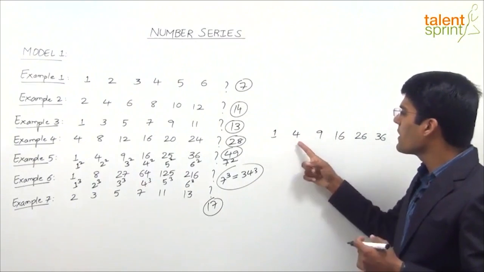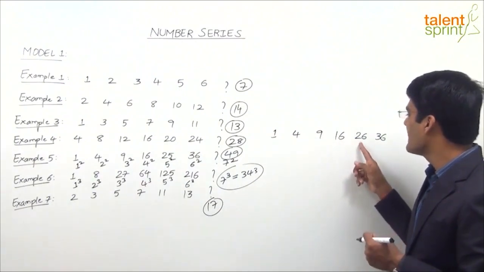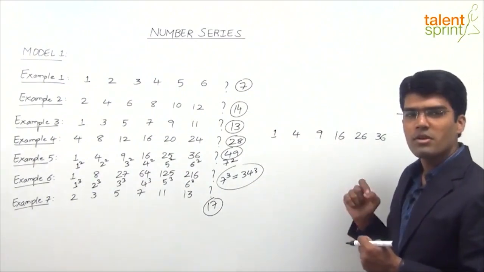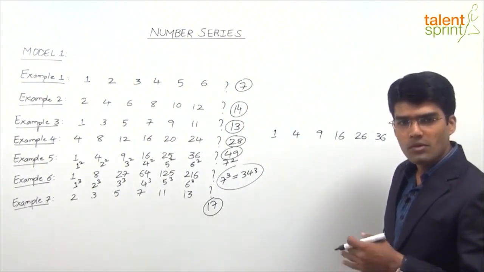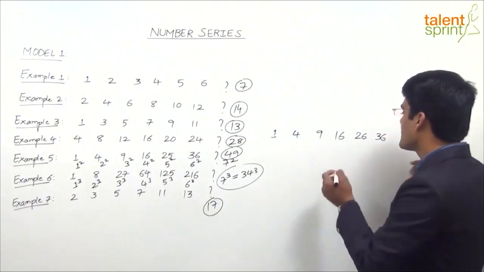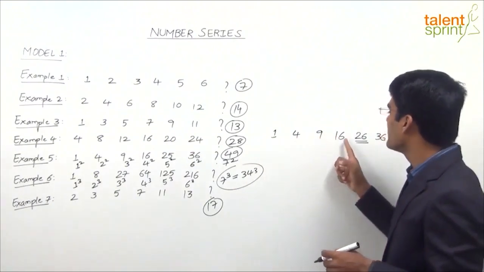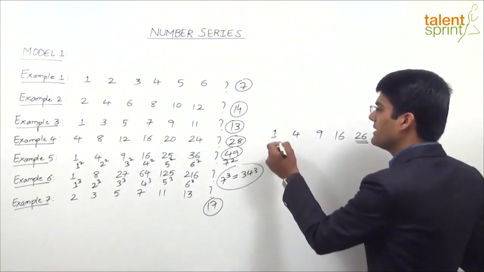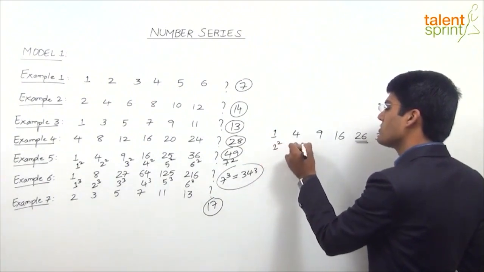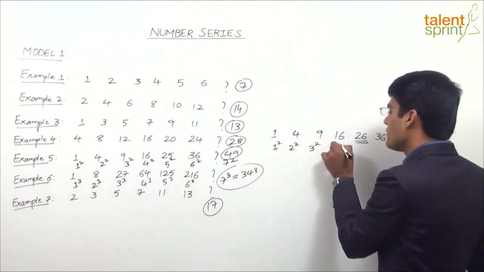So what do you observe in 1, 4, 9, 16, 26, 36? Which number do you think is wrong here? If you have got the idea, you clearly understand that 26 is the odd one out. Why? Because all the remaining numbers here are perfect squares. For example, this is 1 squared, the next one here is 2 squared, 3 squared, 4 squared.